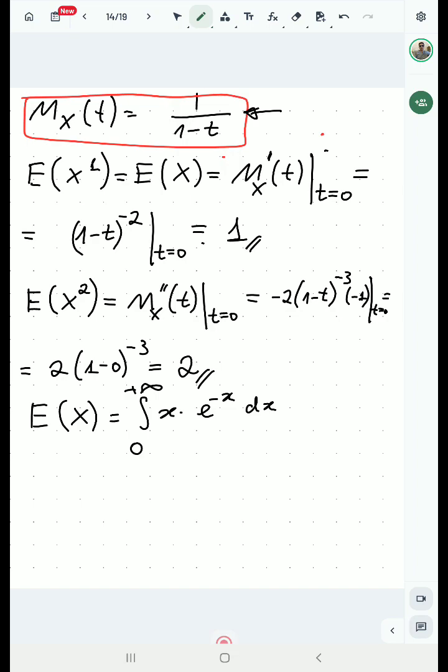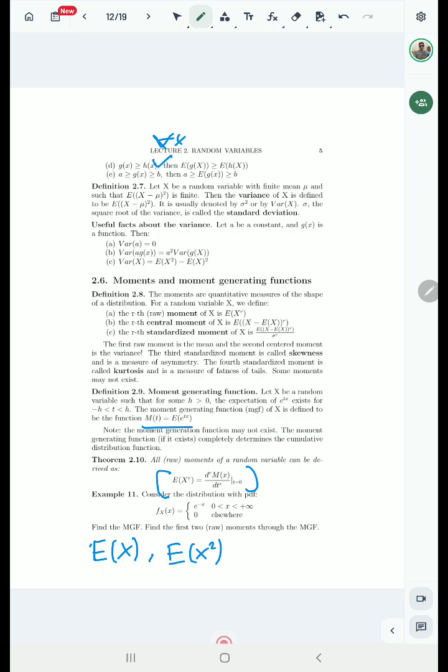Okay, so that is example 11. What else do we have here? Nothing.